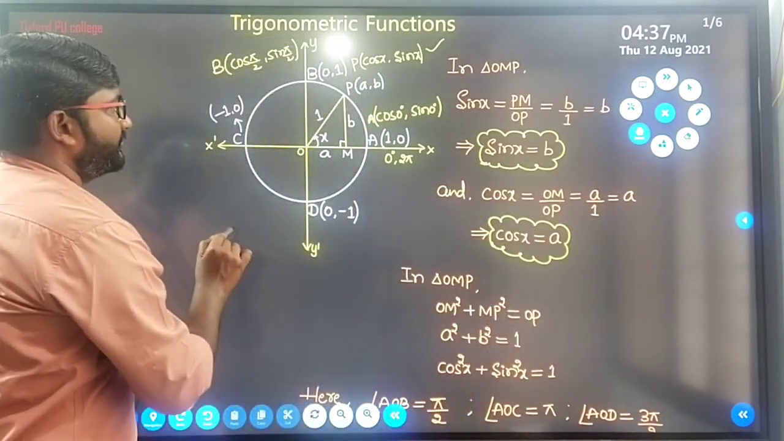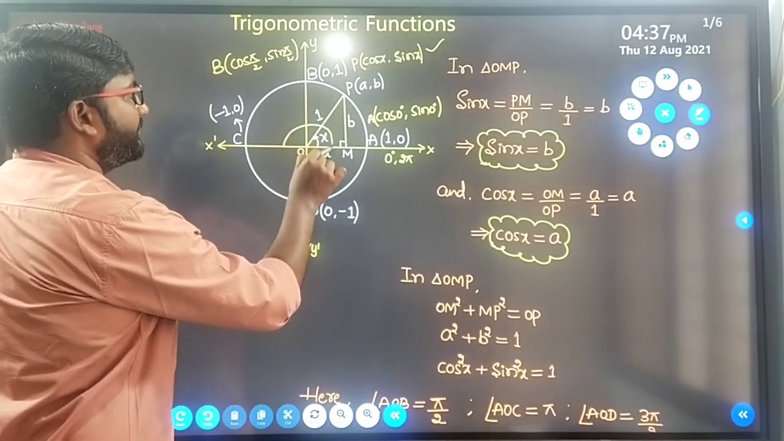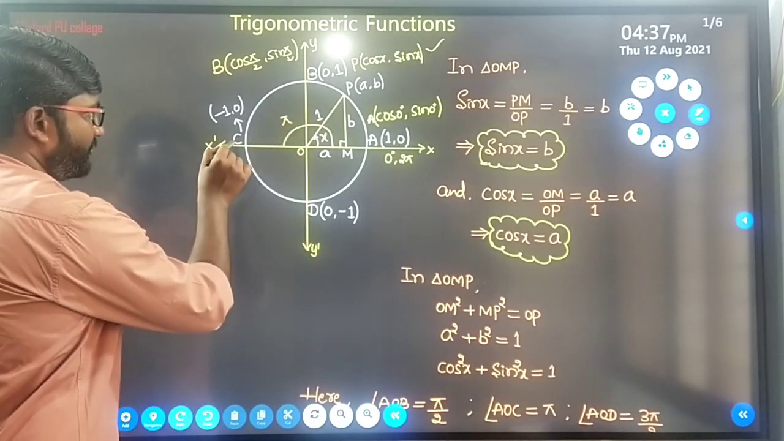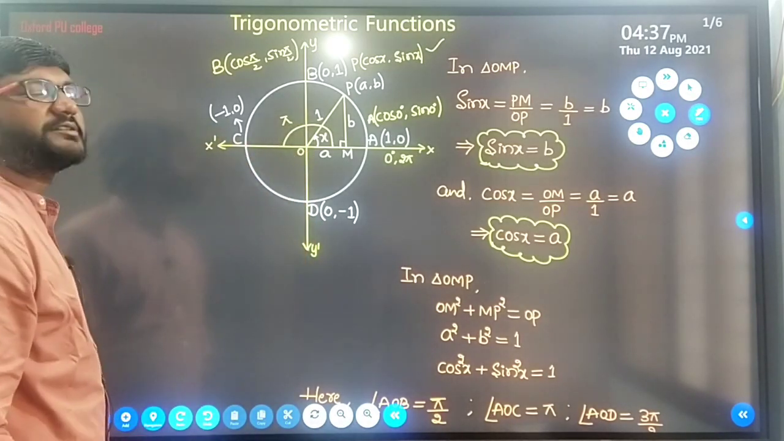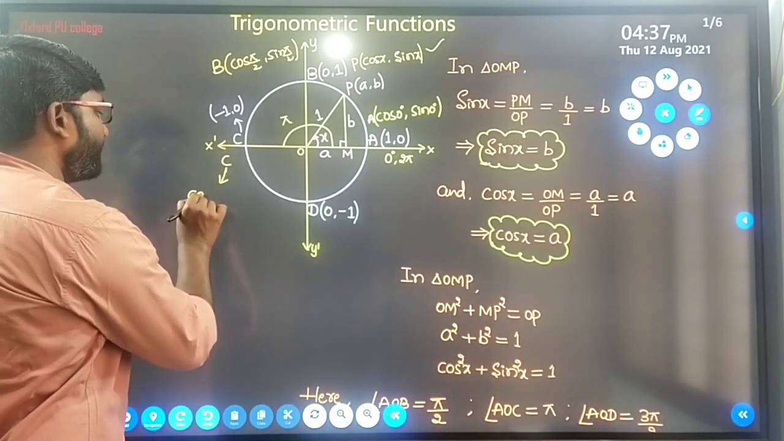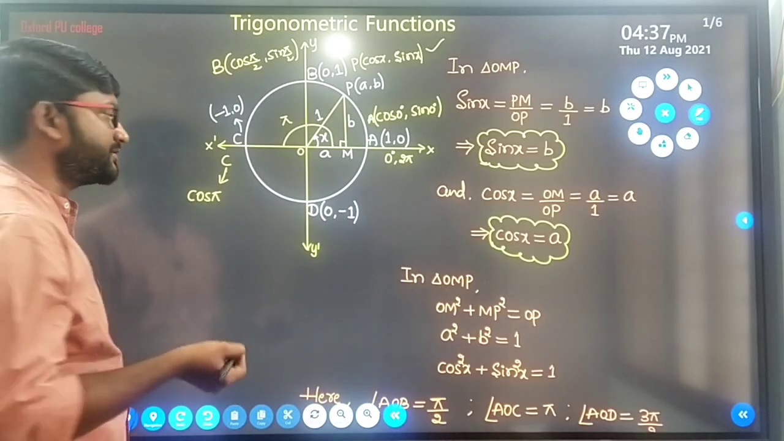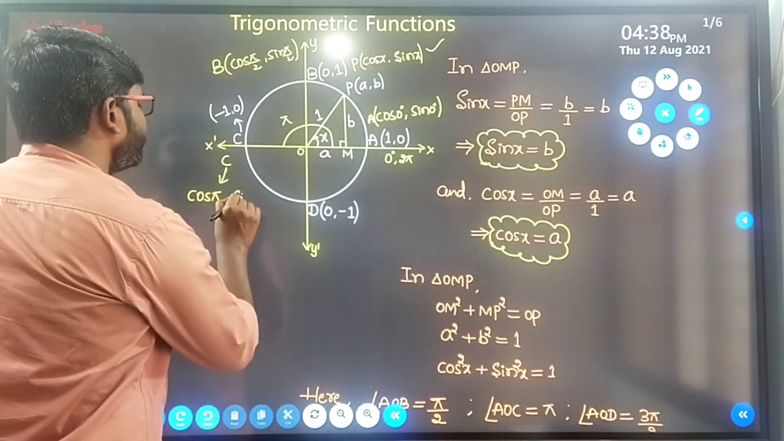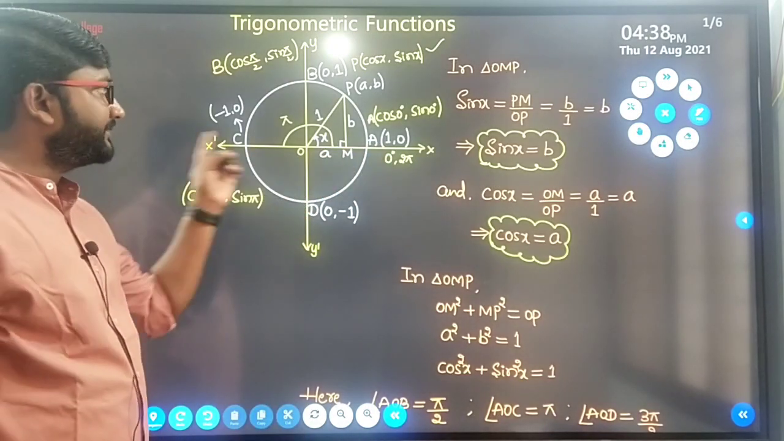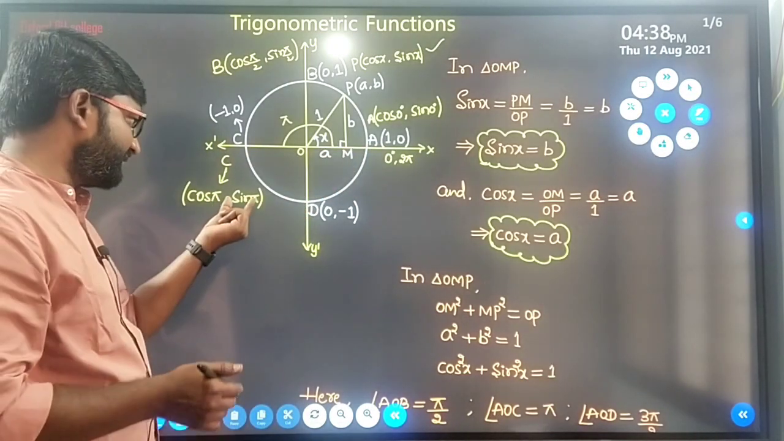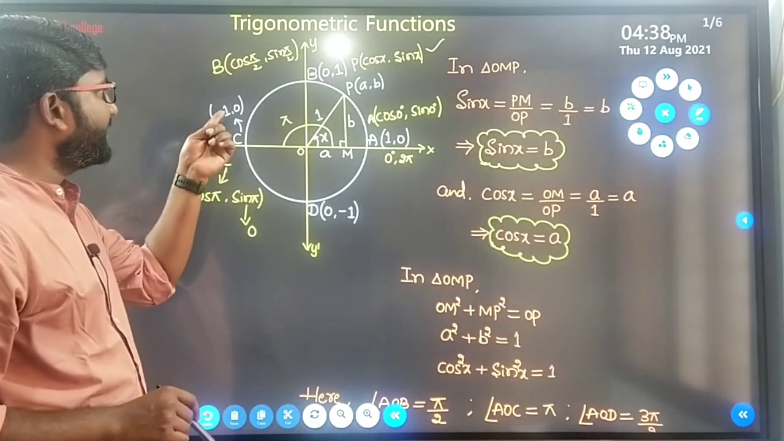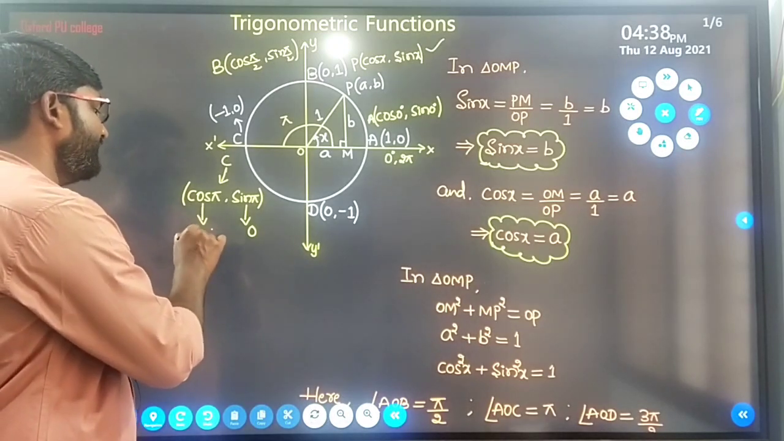Yes. So now this will be the angle pi. This is the angle pi radian. So what are the coordinates of the point C? Minus 1 comma 0. So here I can write the coordinates of the point C as cos pi comma sin pi, because the angle is pi. On the x-axis the y coordinate will be 0. That means sin pi will be 0. And then what about cos pi? Cos pi is minus 1.